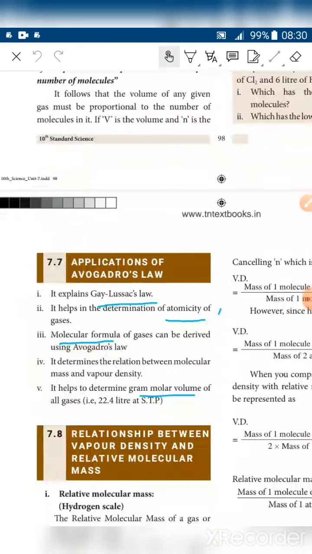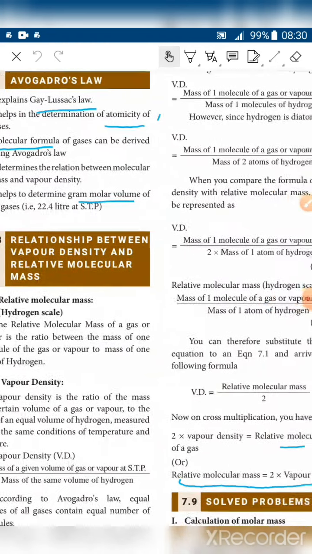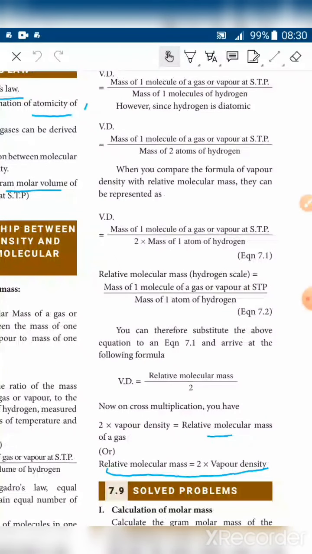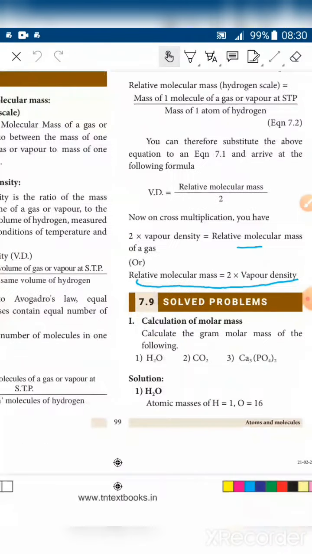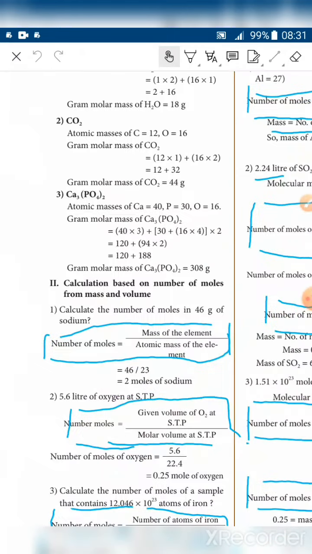Then applications of Avogadro law, 5 points. Then the relation between vapor density and molecular mass, that is, the relative molecular mass is equal to 2 into vapor density. Then there are some solved problems, where using the given formula we have to find the answer. First one, molar mass. How to calculate the molar mass? Using the formula, molar mass is equal to N into atomic mass, where N is the number of atoms into its atomic mass in the compound.